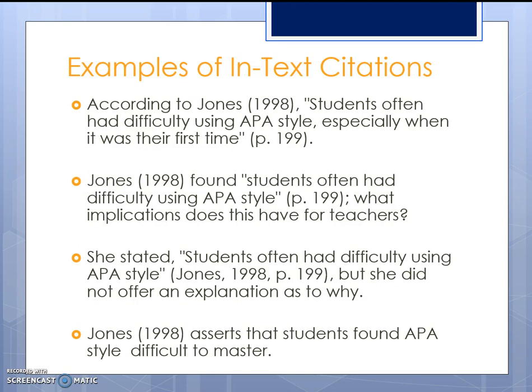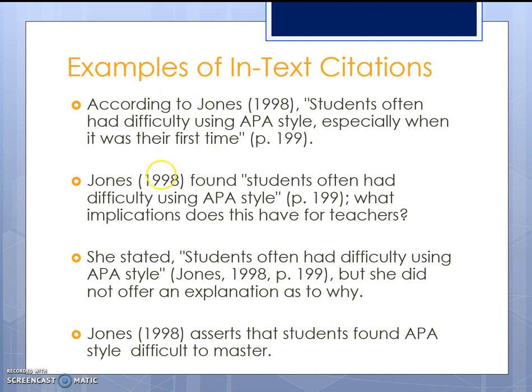Let's look at some examples of what an in-text citation actually looks like. Here's the first one. According to Jones, 1998, students often had difficulty using APA style, especially when it was their first time. And then it gives me the page number where Jones said that. So here we have our three pieces of information. Who said it? That's Jones. When they said it, 1998, and what page they said it on. And that's, of course, going to be page 199.